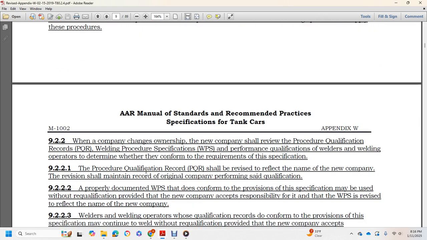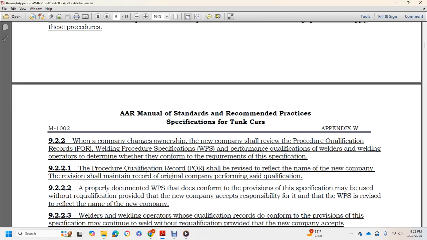When a company changes ownership, the new company shall review the procedure qualification record, welding procedure specification, and performance qualification of welding operators to determine whether they can meet the requirements of this specification. The procedure qualification record should be revised to reflect the name of the new company. The revision shall maintain the record of the original company performing the qualification.